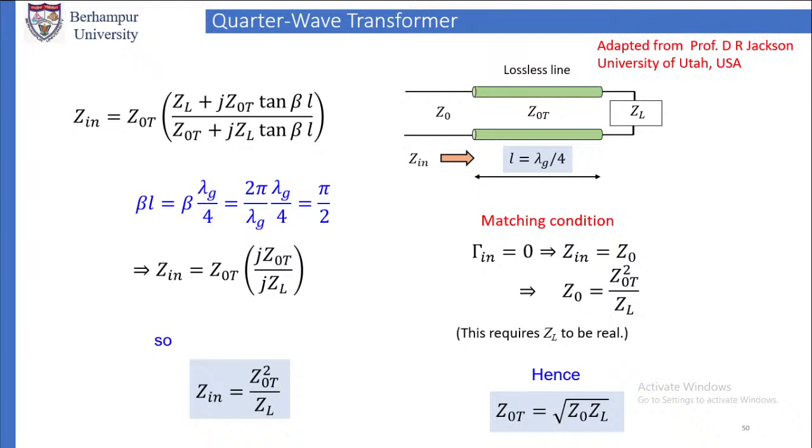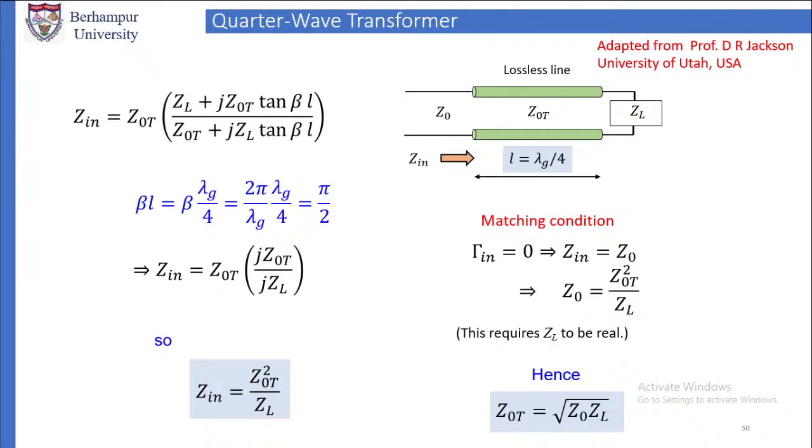Now, what is the matching condition? Under matching, if the transmission line is properly matched, then gamma in is equal to 0. If gamma in is equal to 0, that implies that Zin is equal to Z0. That we have already seen from the matched load condition in the previous slide. In the matched load condition, we saw gamma in is equal to 0 if it is matched.